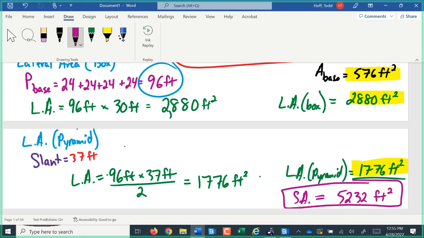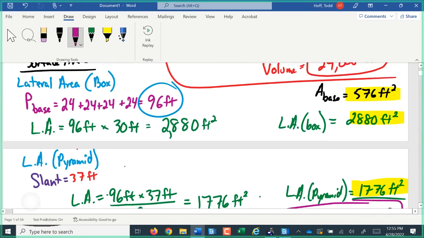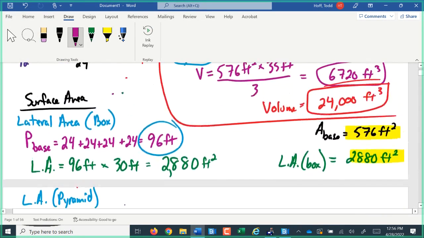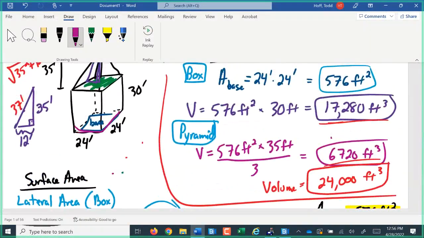Where did the 9 come from for the lateral area? Or 96? Sorry, 96, that makes more sense. That's the perimeter of the base.